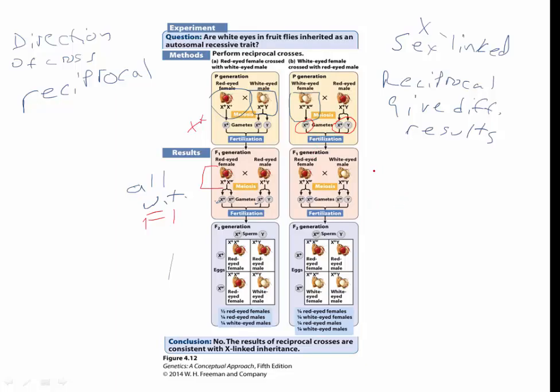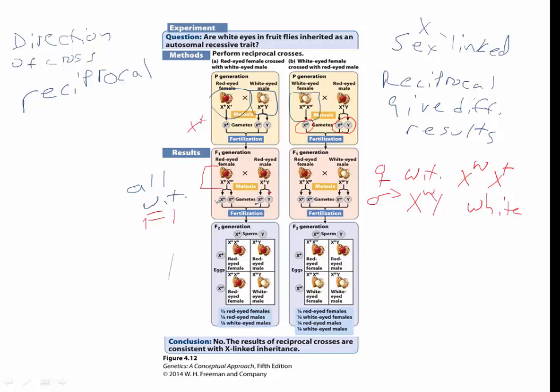So then in the F1 generation, your females are all wild-type. They all have red eyes. It's because they have to get this X chromosome from dad here. And the males have to get the Y from dad, which means they have to get the white X chromosome from mom, and so they have white eyes. And the females got one X with a white and a plus.